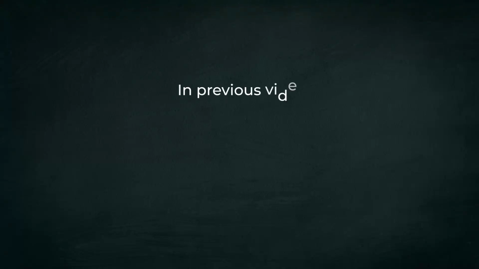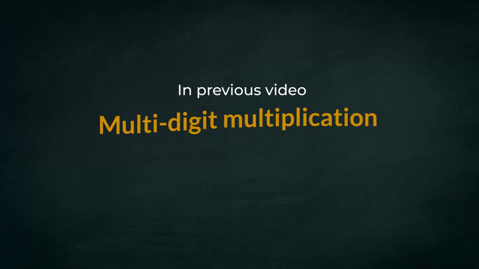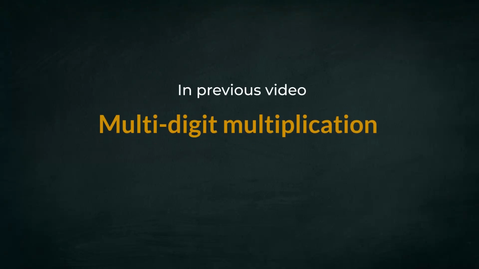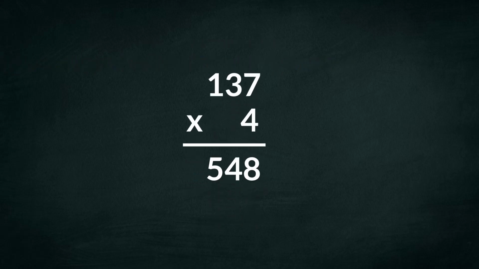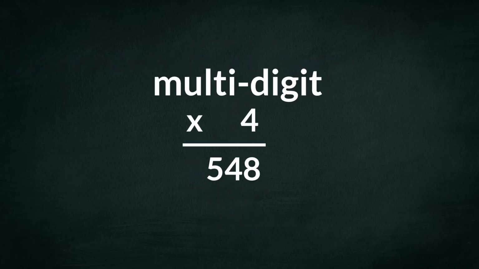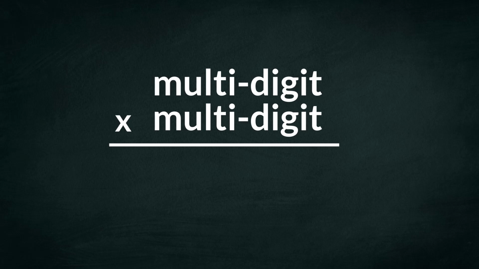In our previous lesson, we learned how to multiply a multi-digit number by a one-digit number, like 137 times 4. You can check out that video on our channel. For today's challenge, how about we multiply a multi-digit number by another multi-digit number? Do you feel like you're ready for that? Let's take a look at this multiplication.